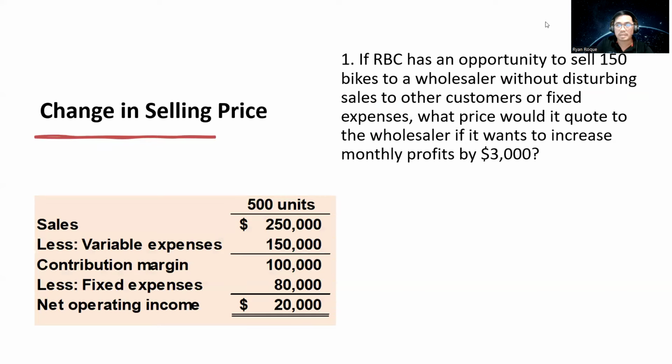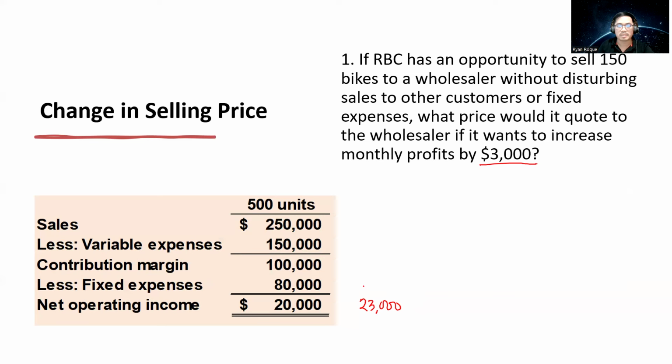If RBC has an opportunity to sell 150 bikes to a wholesaler without disturbing sales to other customers or fixed expenses, what price would it quote to the wholesaler if it wants to increase monthly profits by $3,000? You can compute now. But in problems like this, we just have to show the increase in the profit. So now the net operating income would be 23,000. That is a target.